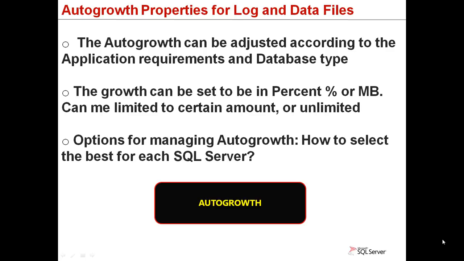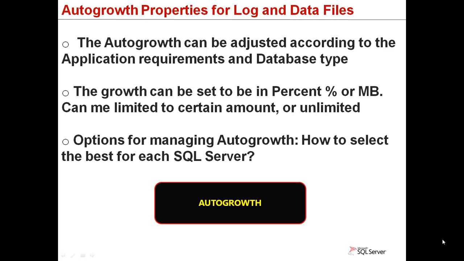Now to the autogrowth properties for the log and data files. Both data and transaction log files must be able to expand themselves if required. This can be achieved with the autogrowth properties that a DBA can configure to tell SQL Server how to deal with each file, whether it will grow in percent or by megabytes or gigabytes, whatever. And if there is going to be a limit or not for this growth.